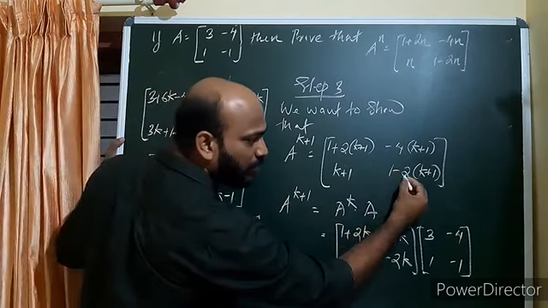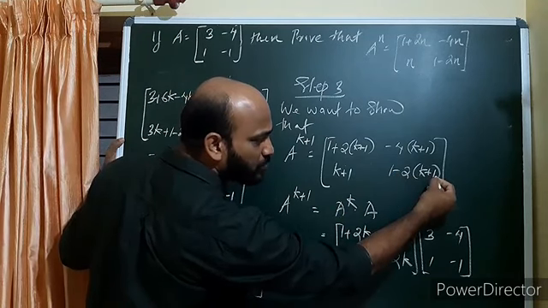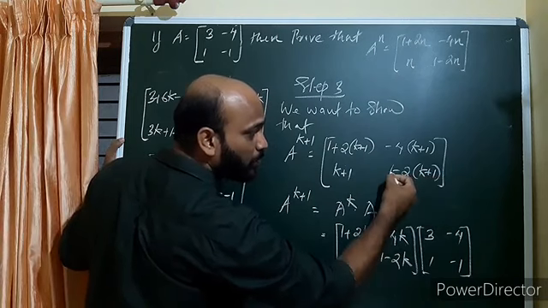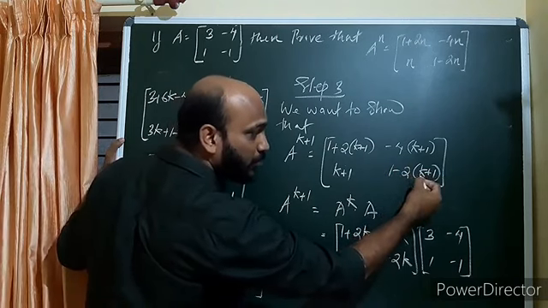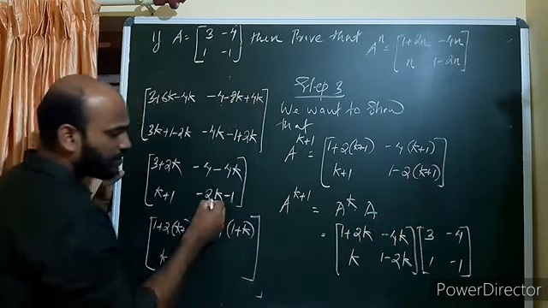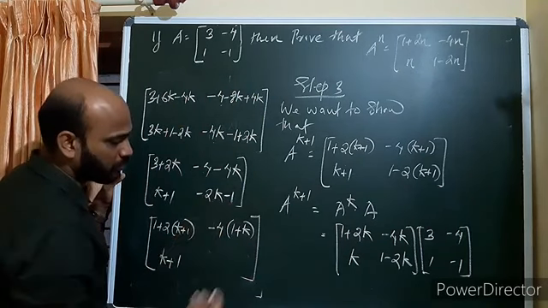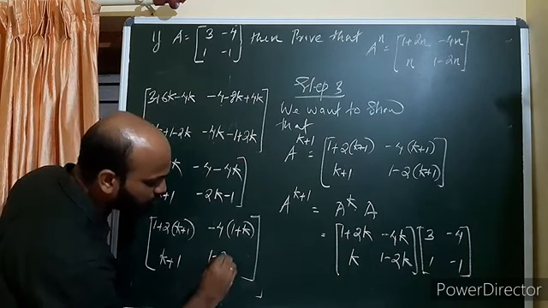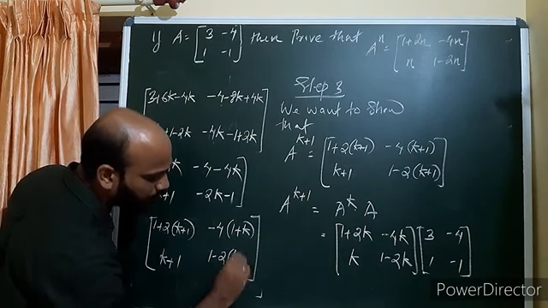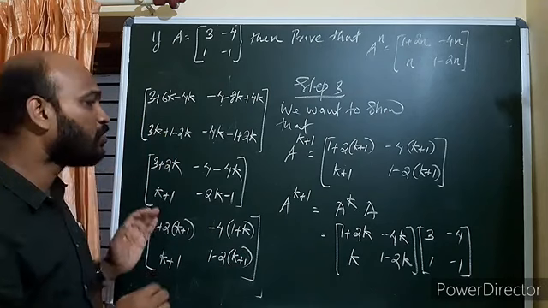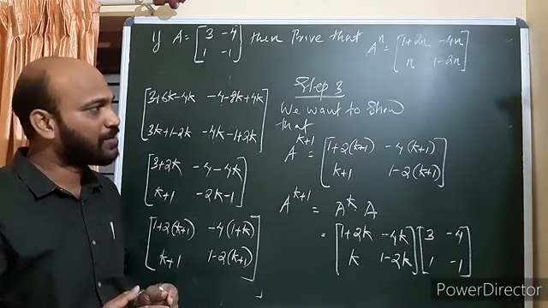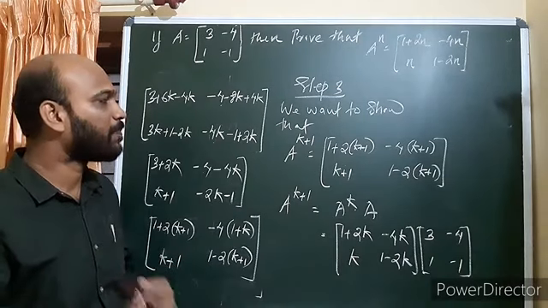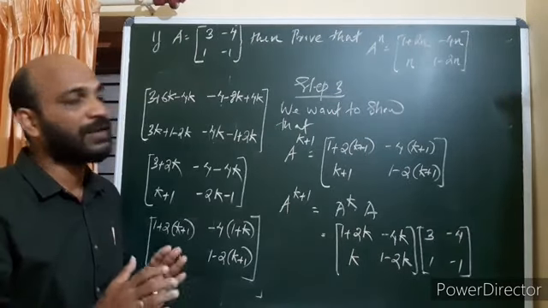If you expand this one, what will you get? Minus 2k minus 2. That is minus 2k minus 2 plus 1, which is minus 1. Minus 2k minus 1 we will get. Here also it is minus 2k minus 1. So in place of minus 2k minus 1, we can write 1 minus 2 into k plus 1. That means the result is true for n equal to k plus 1. Since it is true for n equal to 1, n equal to k and n equal to k plus 1, hence it is true for all natural numbers.